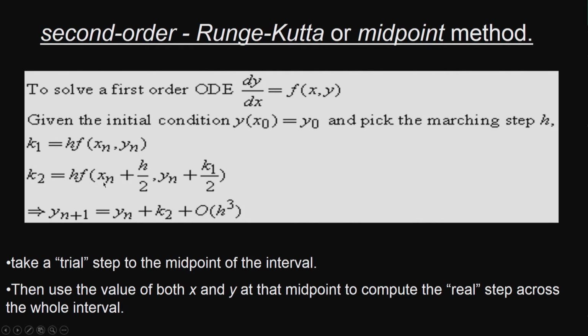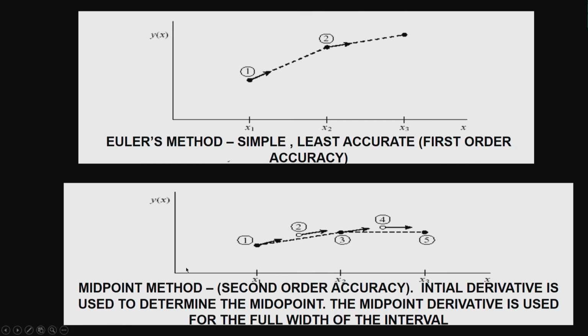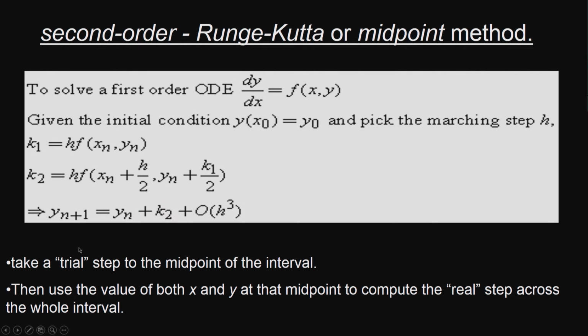As you can see, you calculate the slope at xn plus h by 2, yn plus k1 by 2 here, and then make use of it to calculate the yn plus 1 value. Okay, that is called taking a trial step, and then determining from there, that is called the midpoint method. So, this is called a second order Runge-Kutta method, and the error is of the order of h cube, okay, which is good.